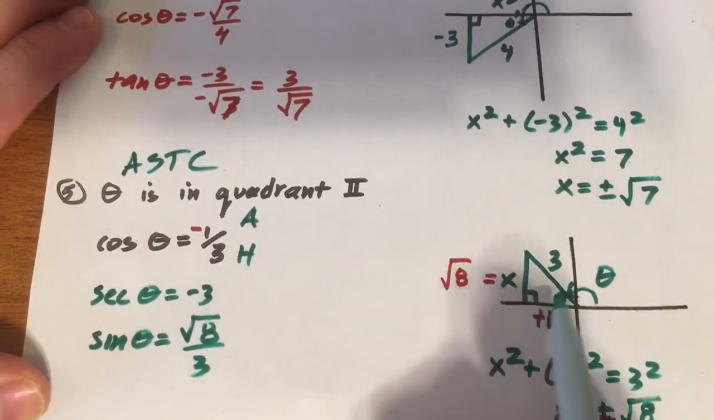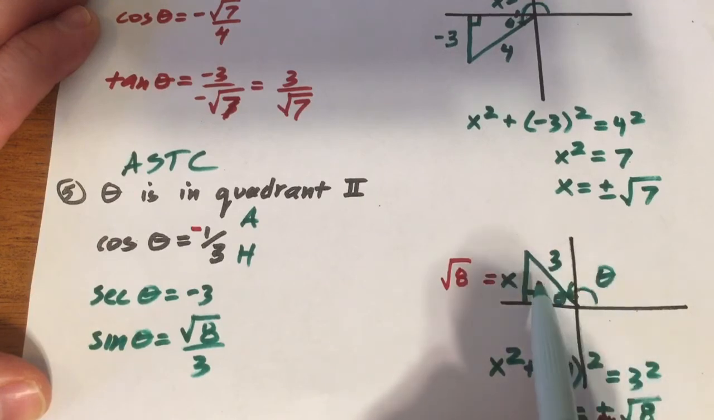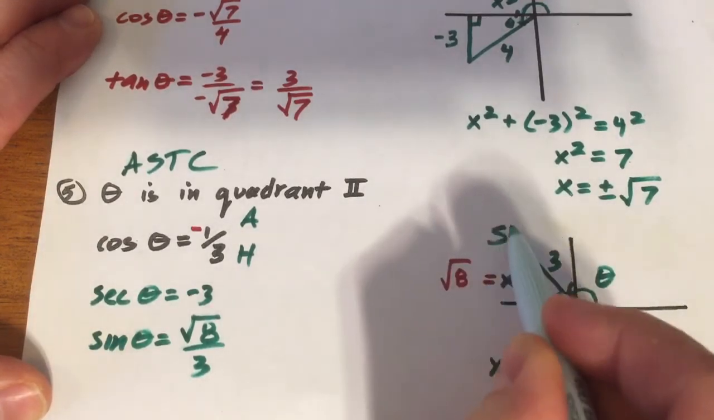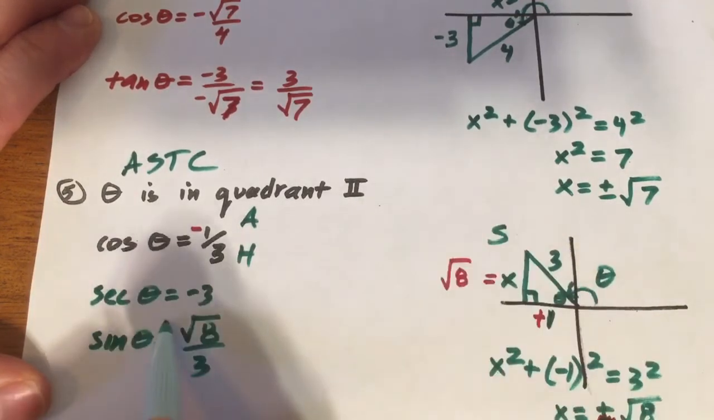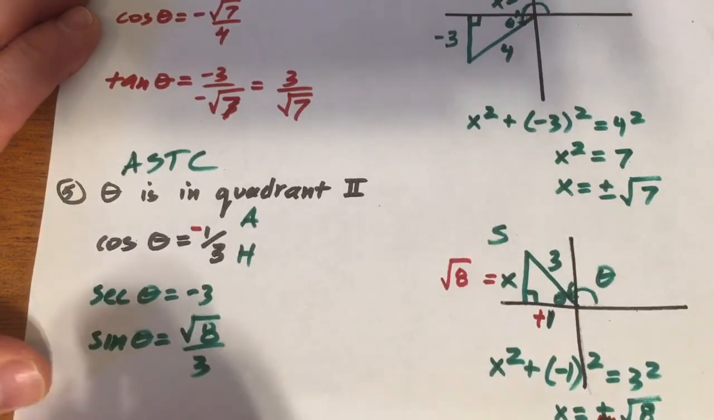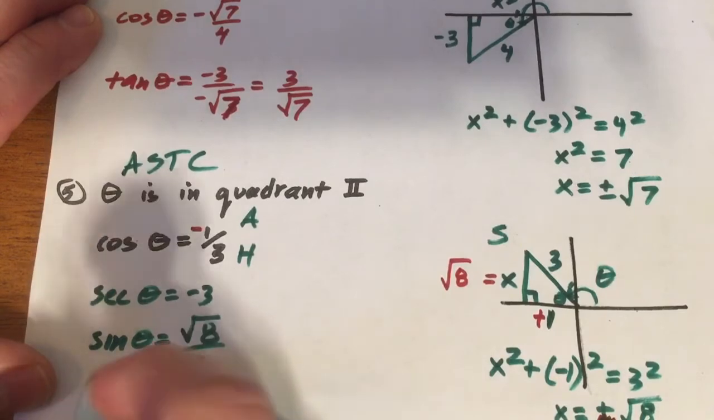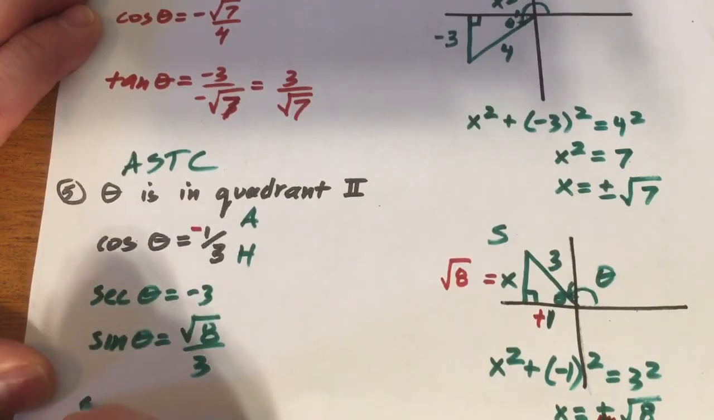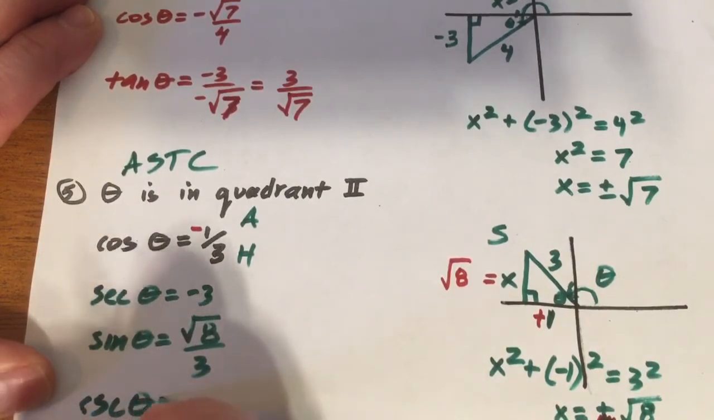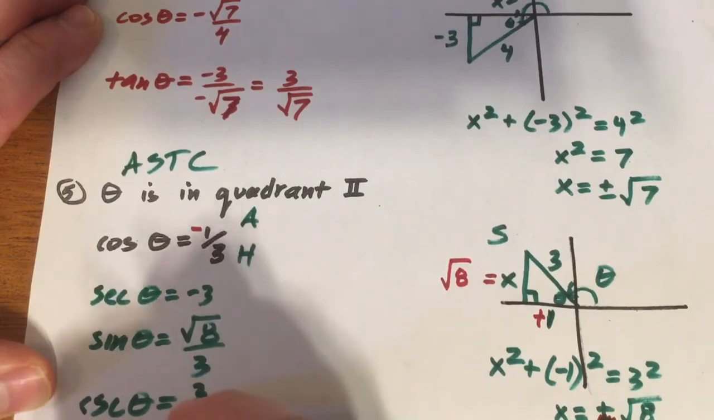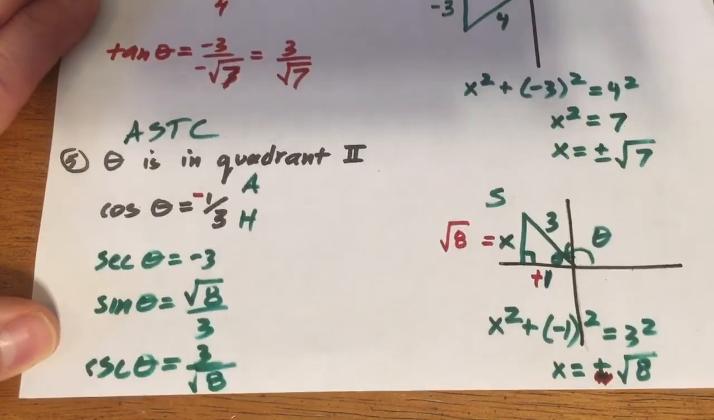But is sine positive or negative in this quadrant? If you think about all students take calculus, this is students, which is sine. Sine is positive, that'll be positive. Let's try cosine. Ooh, wait, we already have cosine. So let's try the reciprocal of sine, which is going to be cosecant. Cosecant is going to be 3 over square root of 8, and we'll leave it like that. 3 over square root of 8.